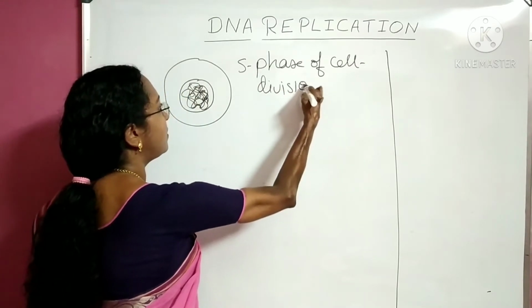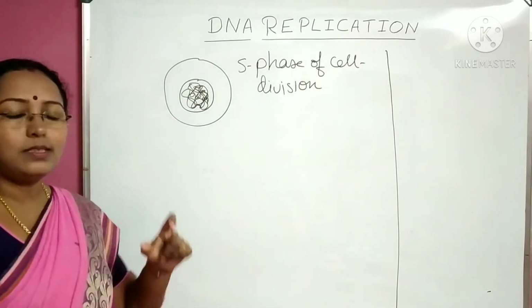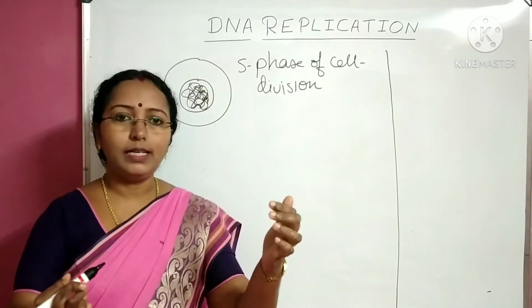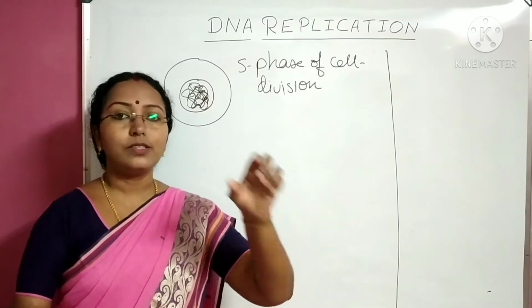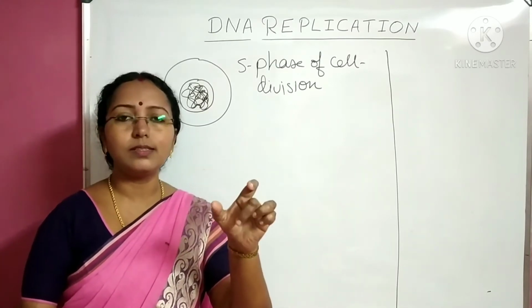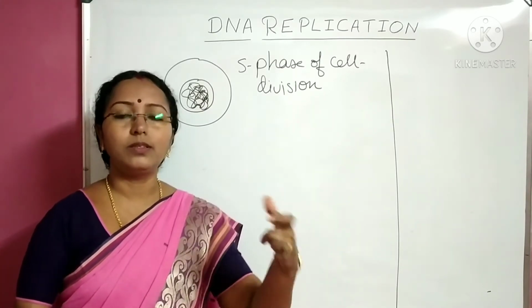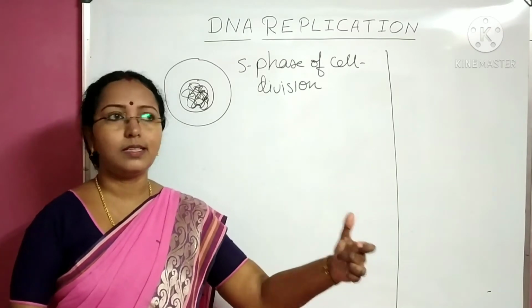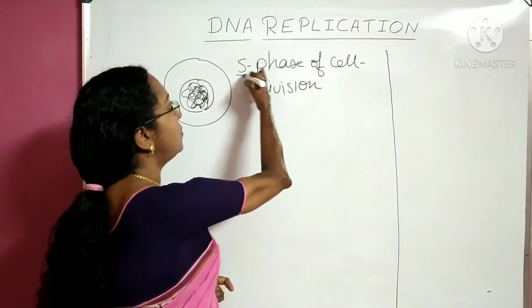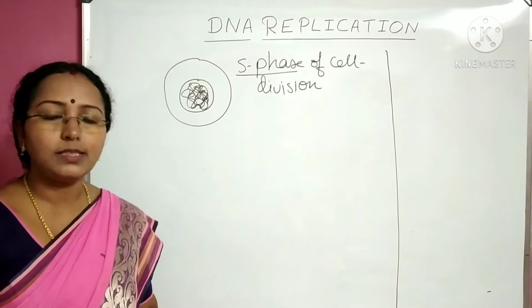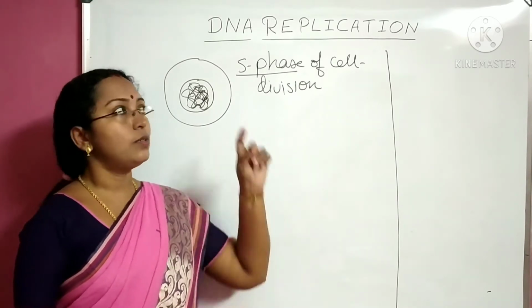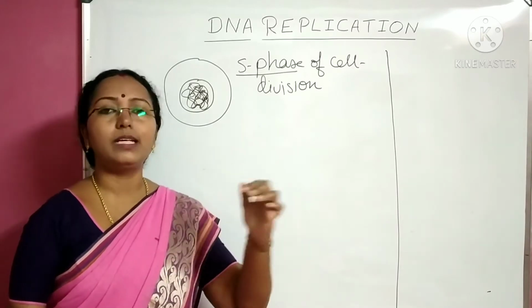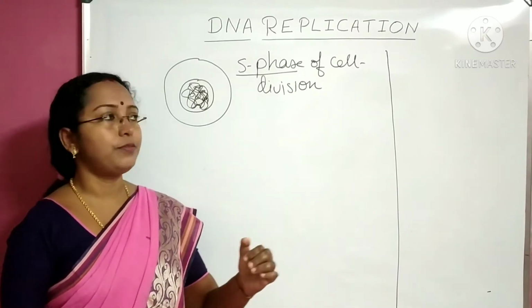DNA replicates during the S phase. When this cell is going to divide, the cell undergoes different stages, G1, S, G2 phases. It is during that S phase, or synthesis phase, that new DNA molecules are getting synthesized. So the first and foremost thing that you should know is during which phase this is happening. During S phase of cell division this is happening. So DNA replication is part of cell division.